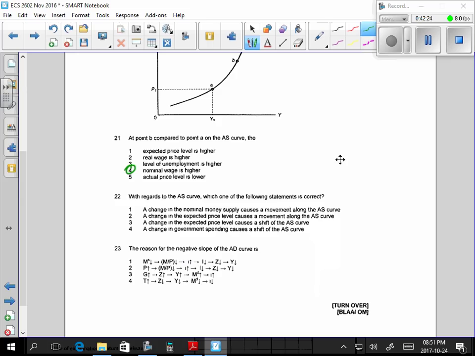With regards to the AS curve, which of the following statements is correct? It would be option 3. 23, the reason for the negative slope of the AD curve is because of option 2, the chain of events.